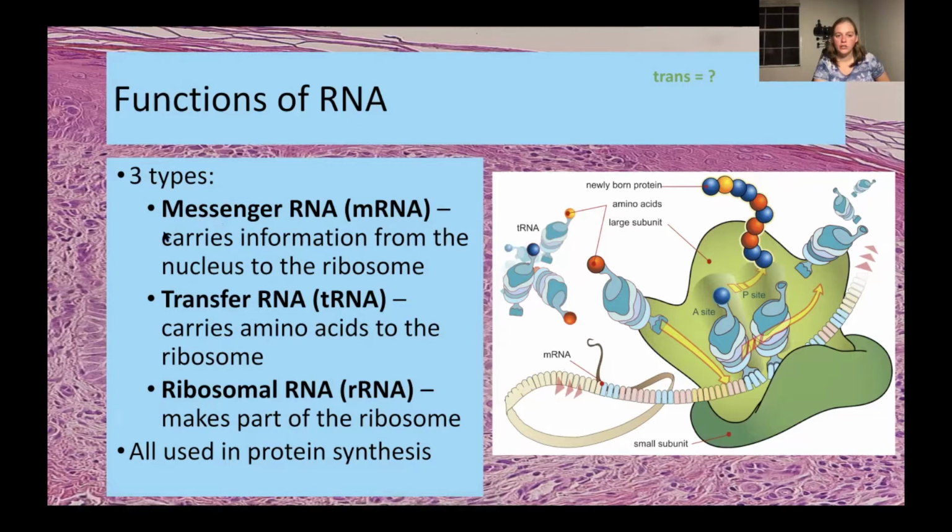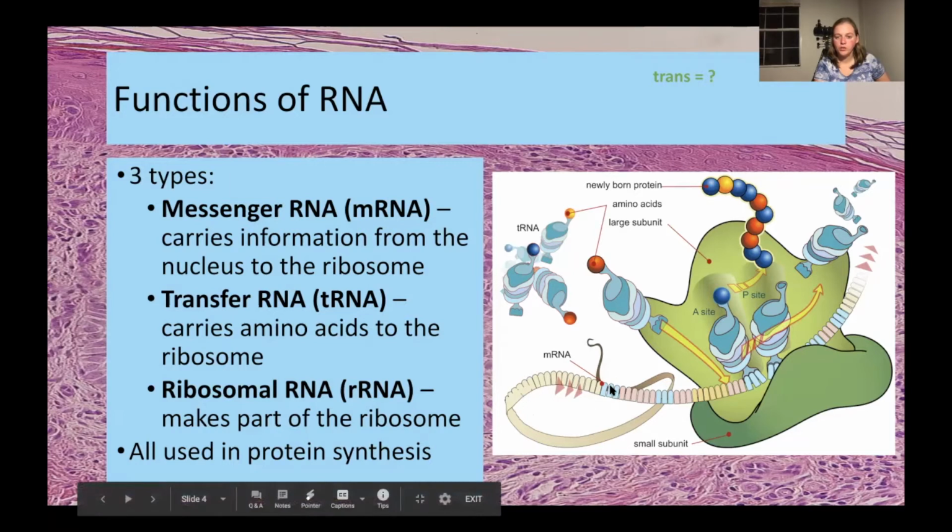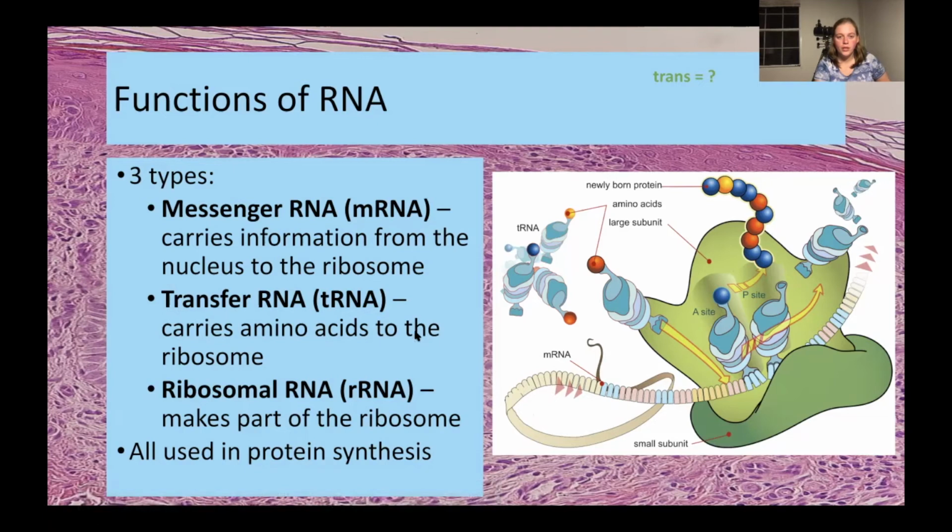This type of RNA is going to carry information. It's going to carry a message from the nucleus to the ribosome, and the message it's carrying is how to put together this protein. So you can see the mRNA here. It's a single strand of nucleotides, and it's going through this big green ribosome. We also have tRNA, and the T stands for transfer. And this type of RNA is carrying amino acids to the ribosome.